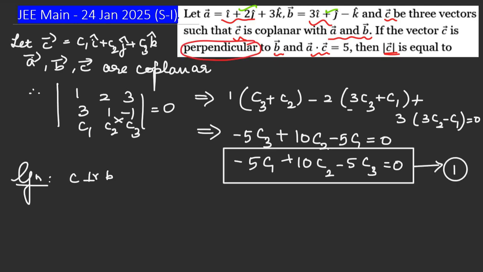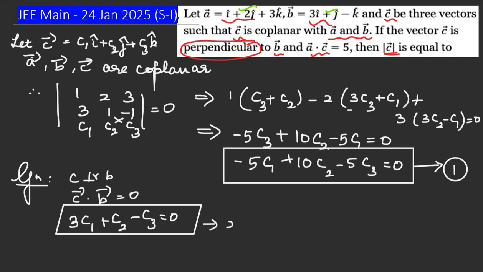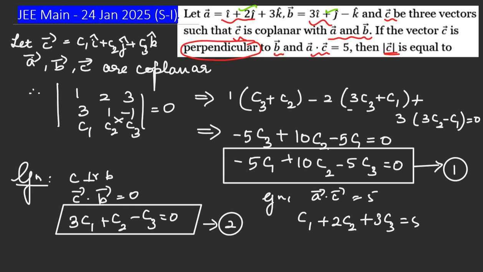C is perpendicular to B and therefore C vector dot B vector is equal to 0. So taking the dot product of B vector and C vector, with B vector given from the question, we get 3C1 plus C2 minus C3 is equal to 0. Taking this as the second equation, then given in the question that A dot C is equal to 5, A vector dot C vector is equal to 5. So taking the dot product, we get C1 plus 2C2 plus 3C3 is equal to 5. And we take this as equation number 3.